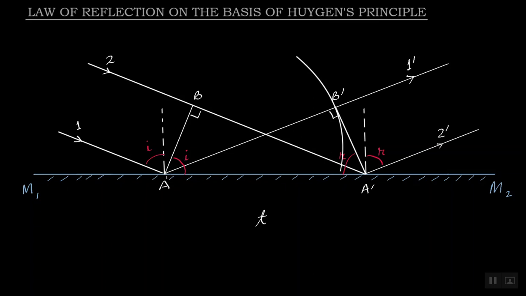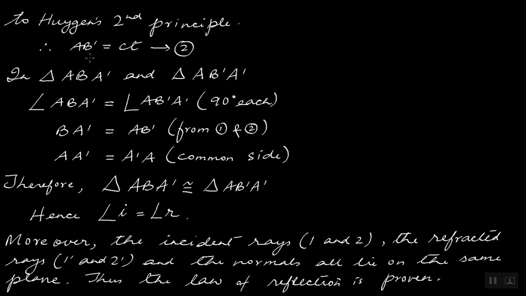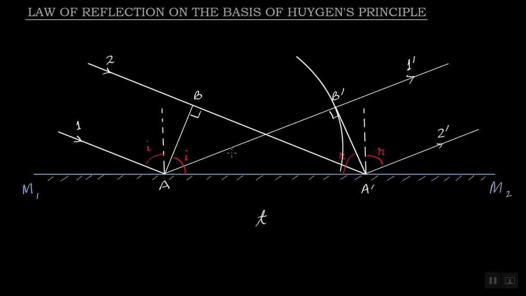Okay, so this means that AB dash, that is the radius of the arc, and what is the length of this AB dash? That is also equal to CT. Alright, so therefore AB dash is equal to CT. Now what we can do is take the two triangles. Which two triangles? These two, ABA dash and AB dash A dash. Alright, so we will just show that these two triangles are congruent to one another.